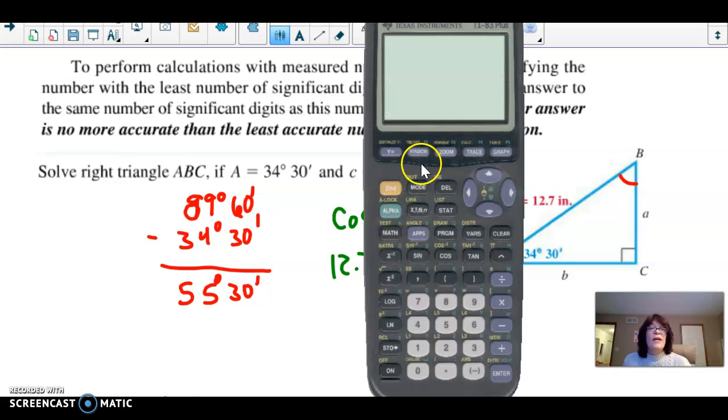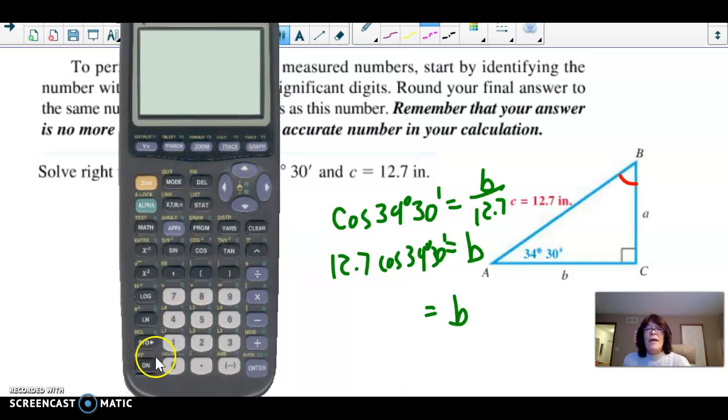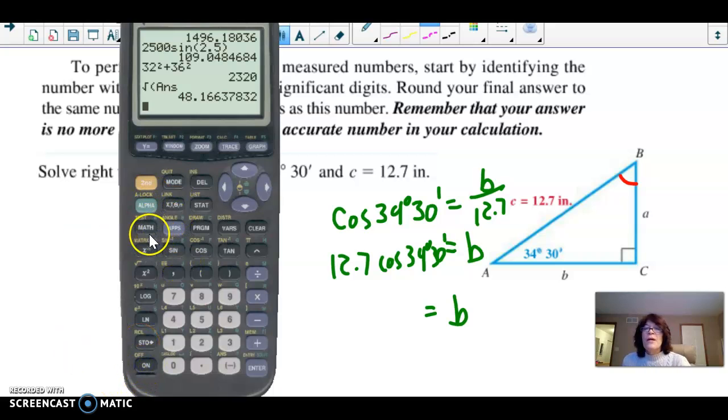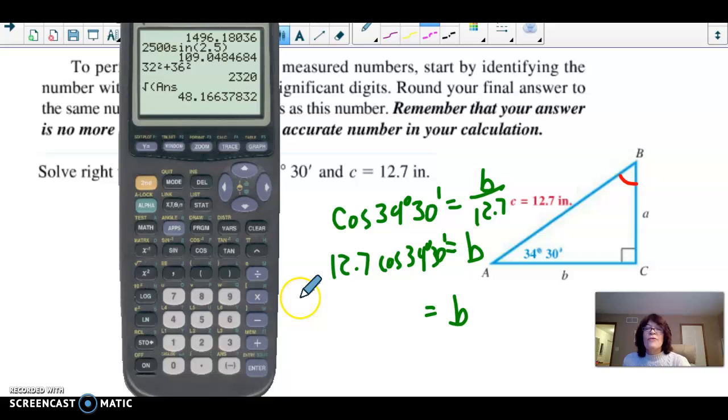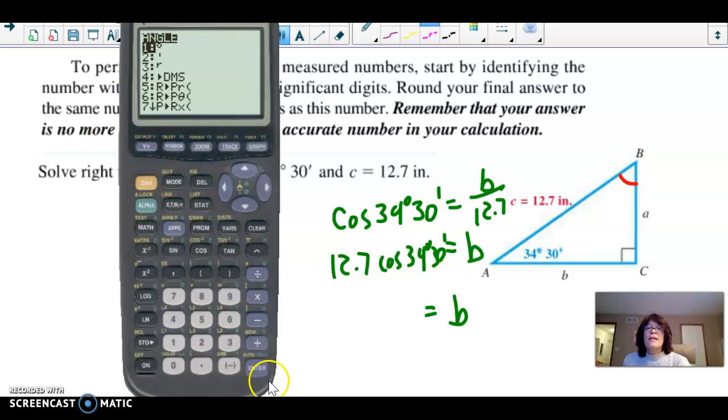Okay, so let's do that. I'll just make sure, as usual, that I don't mess this up this time. My mode, am I in degrees? Yay! I didn't go the whole way out of this time. So I have 12.7 times the cosine of 34 degrees, 30 minutes, and we hit second angle and go into the minutes.